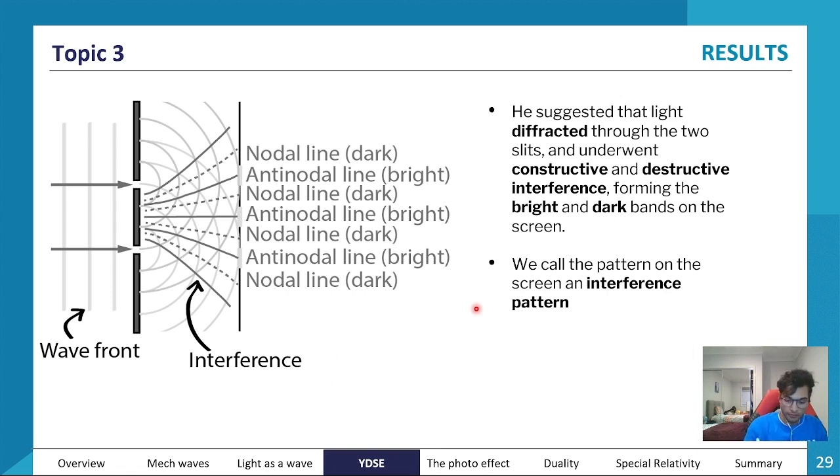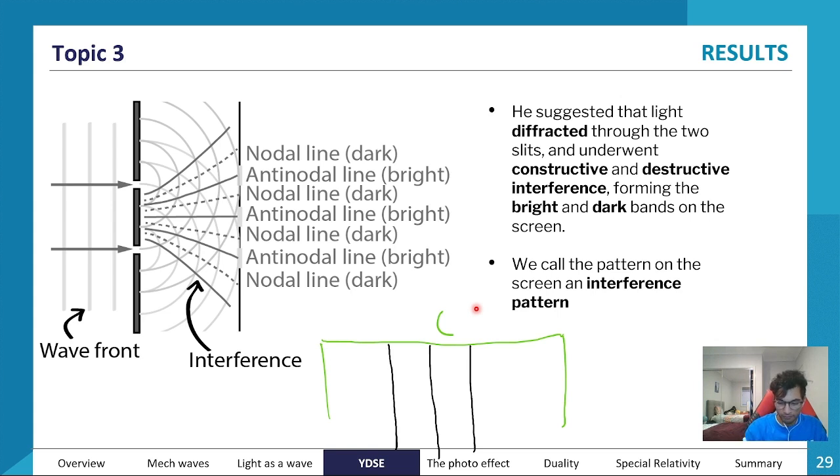So imagine this is our wall. This is the center of the wall, and this is what Thomas Young saw. In the middle, you would see a bright light, and next to it, you would see a dark band. Imagine that's filled out; I just can't be bothered doing it now.